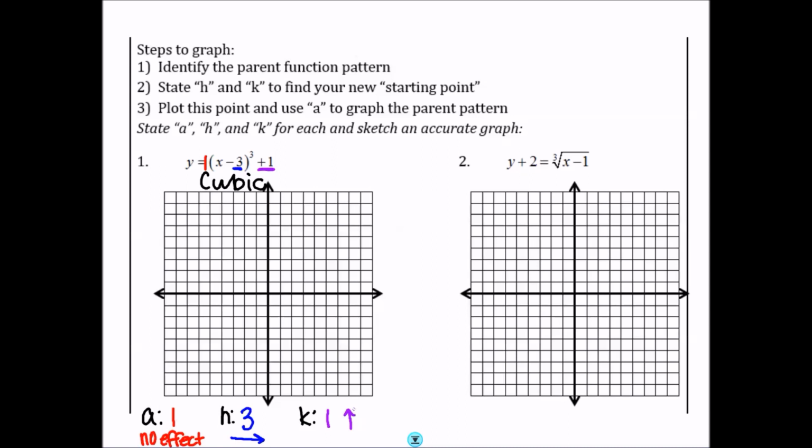So we've identified a, h, and k. Let's look at the parent function pattern. So for a cubic, you should remember the xy chart we used is -2, -1, 0, 1, and 2 for the x's, -8, -1, 0, 1, and 8 for the y's. We said that the point h, k is our starting point. So the point 3, 1 is going to be our starting point.